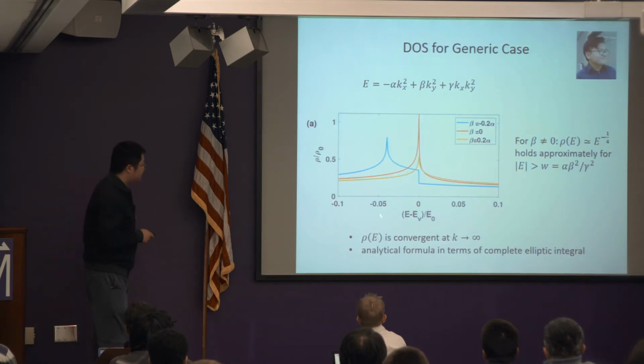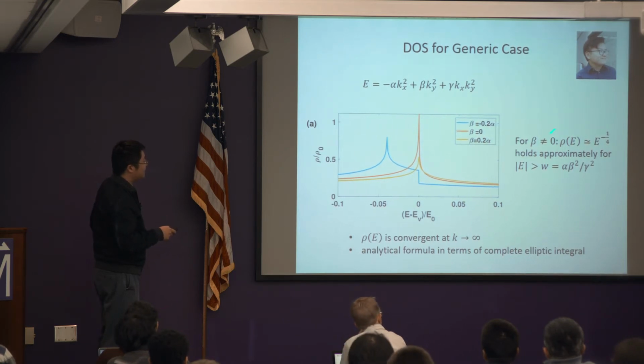And again, I want to emphasize that even when beta is not exactly 0, the density of states is approximately power law in a wide energy range, but below a small energy cutoff, it changes from power law divergence to logarithmic divergence. And this is the full density of states as a function of beta, as shown here.